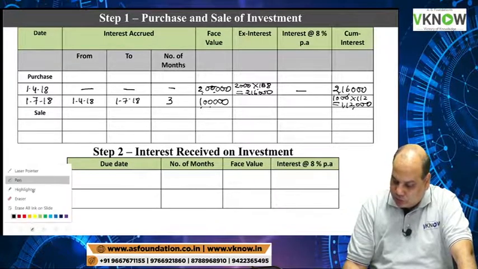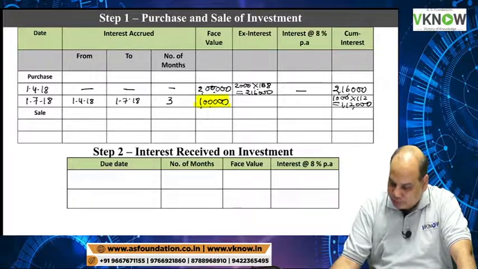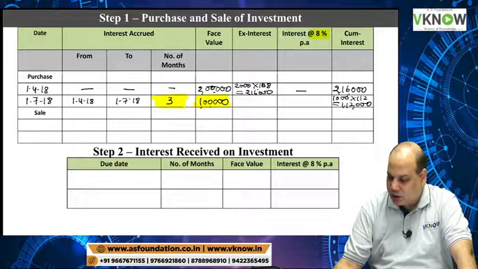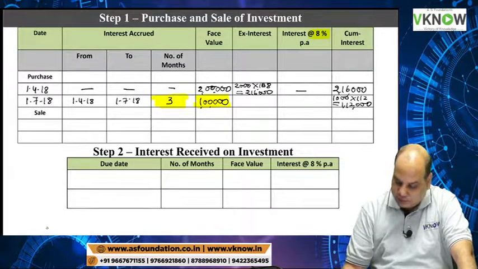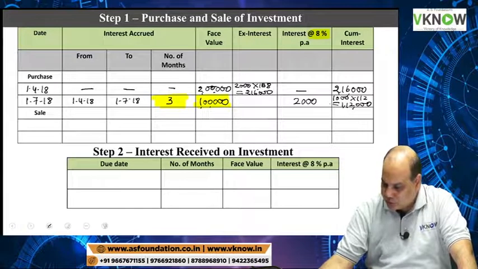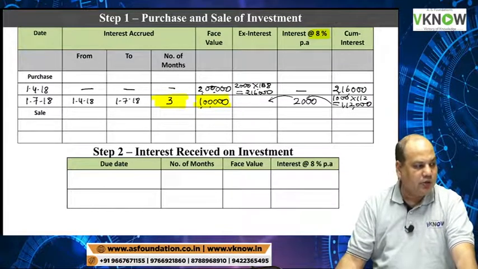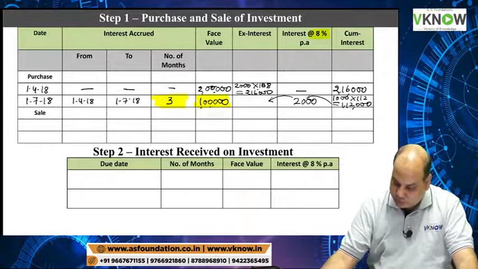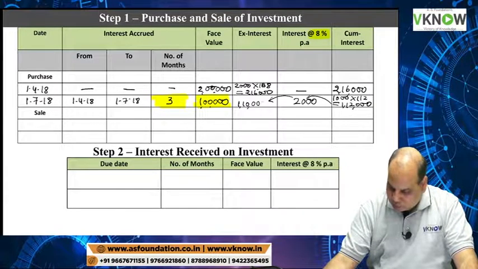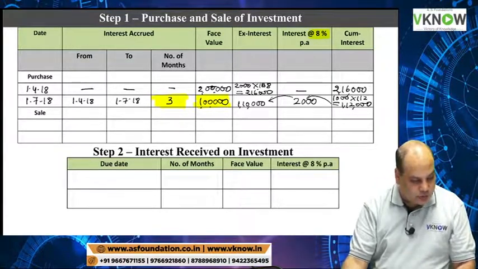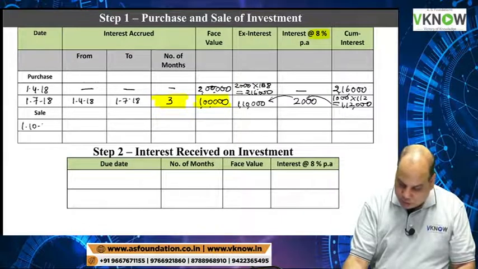But now you have to calculate interest on 1 lakh at 8% for 3 months. 1 lakh into 8% into 3 by 12. That interest amount is 2,000 rupees. Move backward here. 1,12,000 minus 2,000, so that your ex interest amount will be 1,10,000.